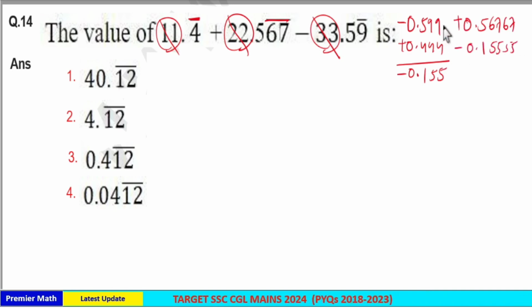Because if you look at this, 9 is repeating and here 4 is repeating. So 9 minus 4 will give you 5. This will go on, so 5 is repeating here. Now 7 minus 5 is 2. 6 minus 5 is 1. 7 minus 5 is 2. 6 minus 5 is 1. 1 2 1 2 repeating.